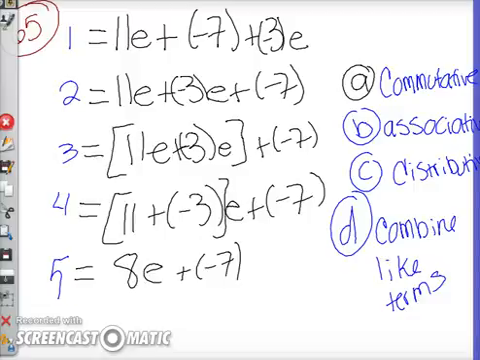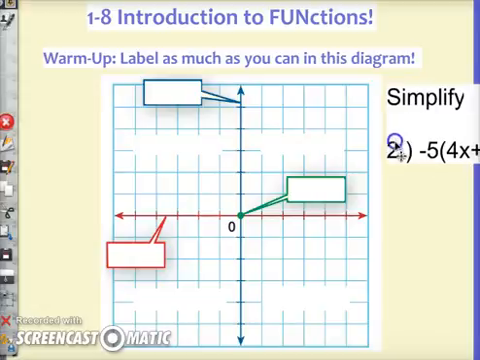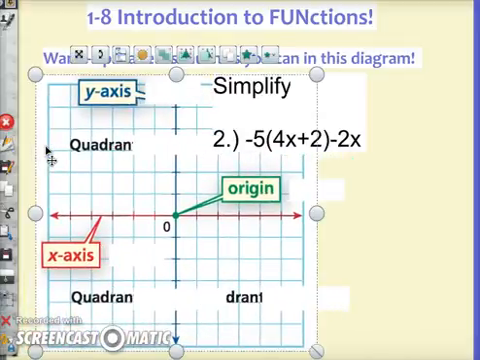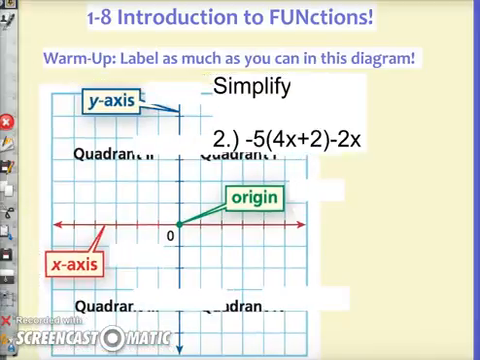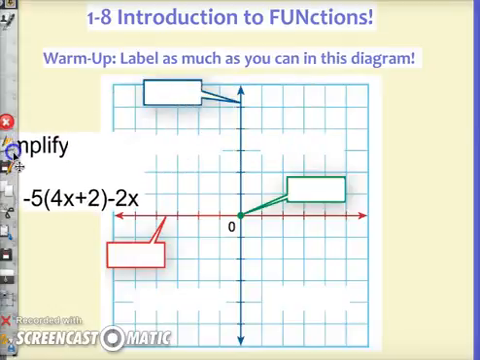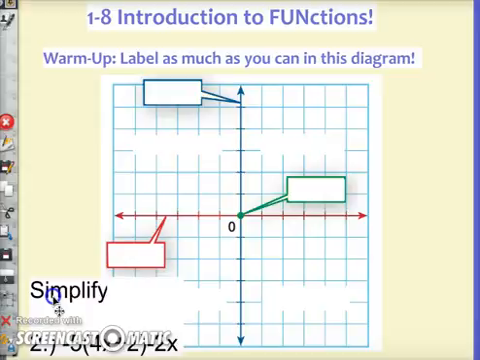Please first hit pause and take a look at the answer from number 65. Okay, this is your warm-up. Please hit pause while you do the two warm-up questions. The first one says to fill in the diagram with as much as you can. And the second one, you need to simplify this given expression, which is kind of hard to see, so I'm just going to move it right down here.